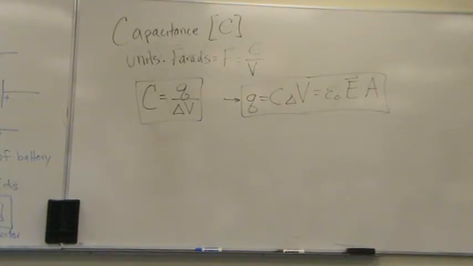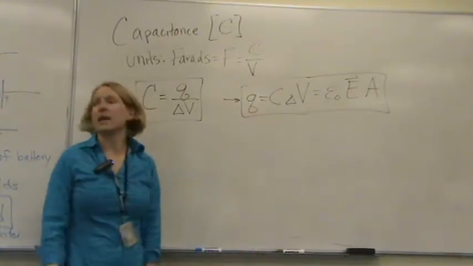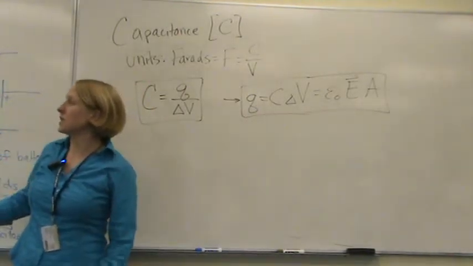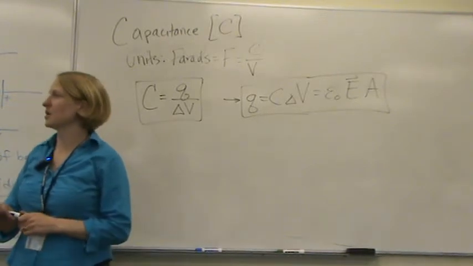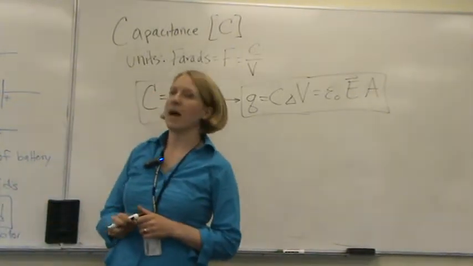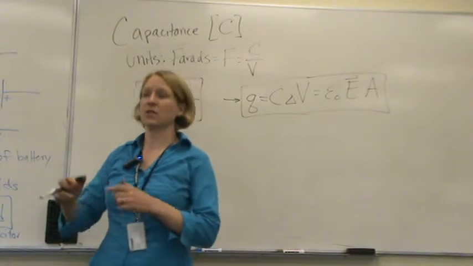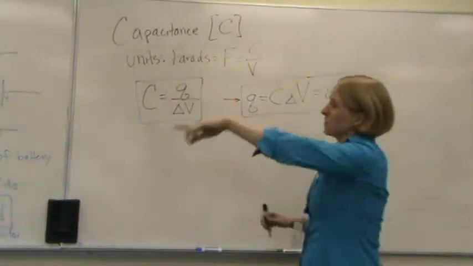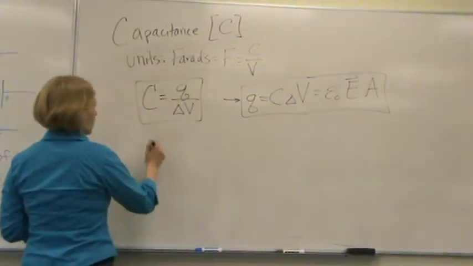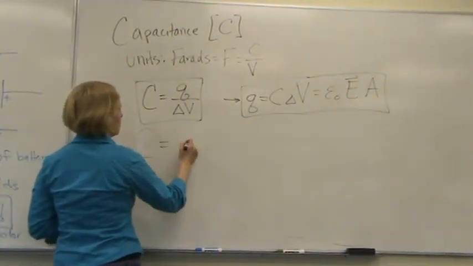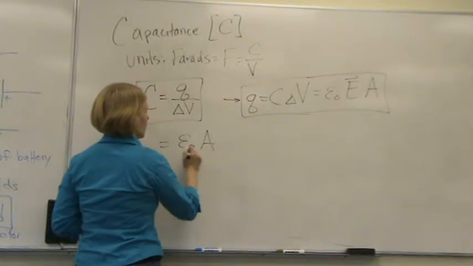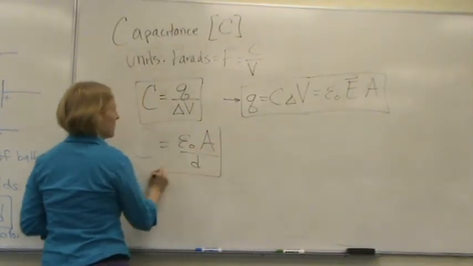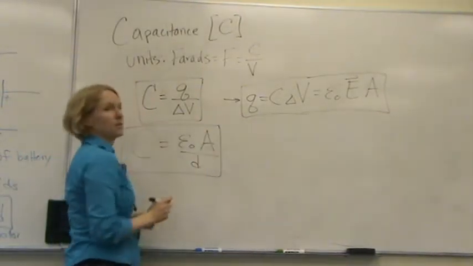Okay, so combining those two equations, Q equals C delta V and delta V is E times D, we can derive an expression for capacitance that's relating to the size of the plates and the distance between them. So there's a derivation up there. Our take-home message is C is equal to epsilon naught A over D. A is the area of the plate.